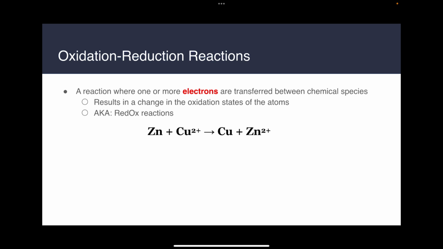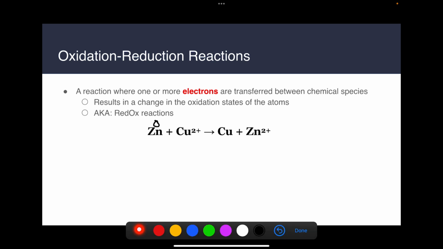Consider this example here where we have neutral zinc, which has a charge of 0, and Cu2+, which obviously has a charge of +2. When this reaction proceeds, it yields neutral copper and zinc with a +2 charge. This tells us that 2 electrons were transferred from zinc to copper, since zinc went from having a charge of 0 to having a charge of 2+, and copper went from having a charge of 2+ to having a charge of 0.